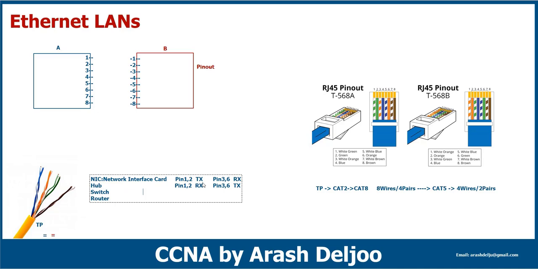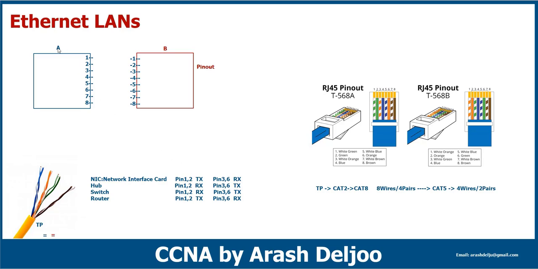Let me write here again: pin 1 and 2 for the receive, and pin 3 and 6 for the send. But in the router, again, we have the same pinout as the NIC. Let me write here: pin 1 and 2 for send, and pin 3 and 6 for receive. This is the default pinout. You can change it, okay?